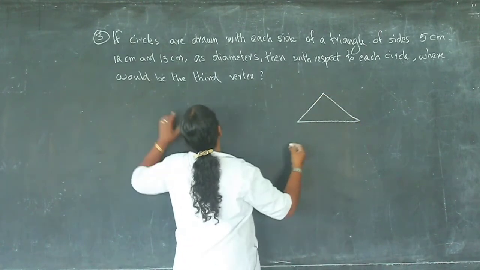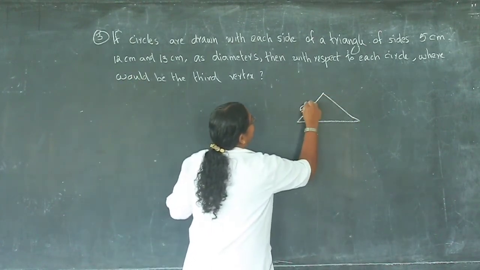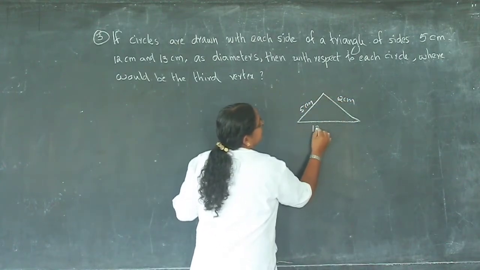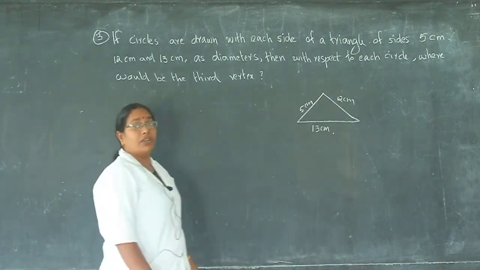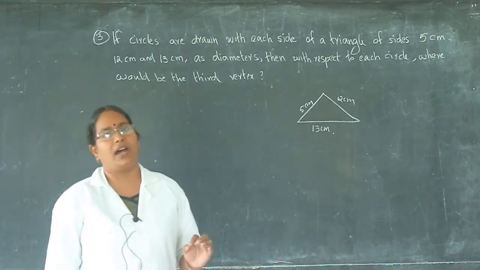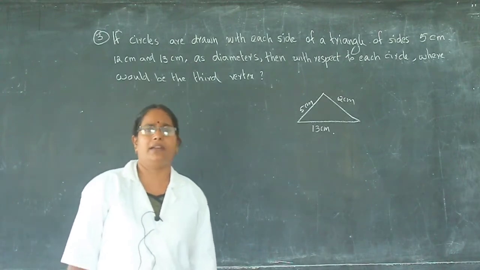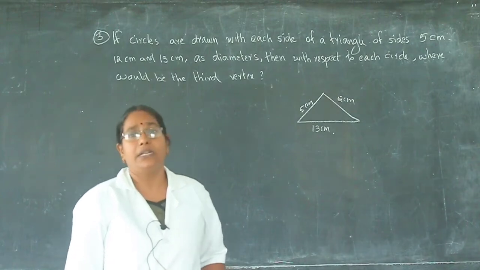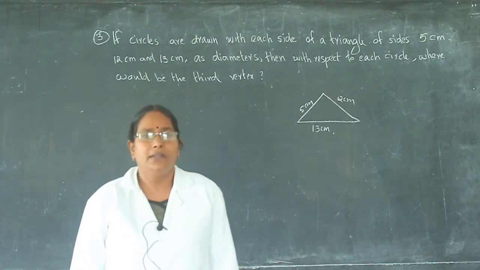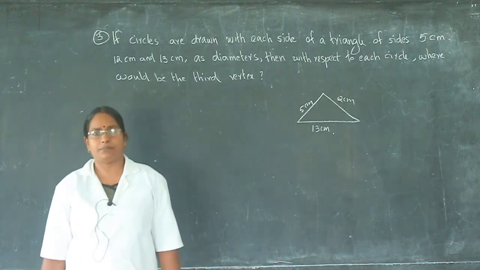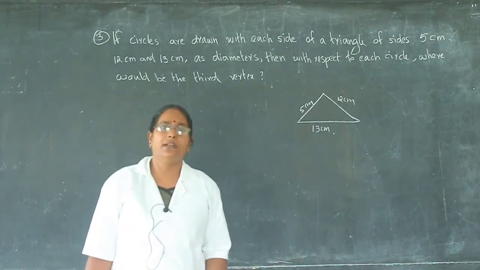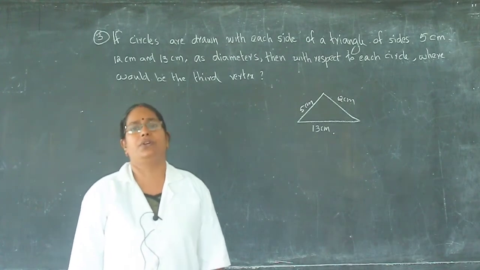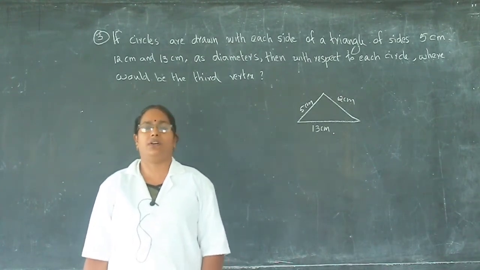with sides 5 centimeter, 12 centimeter and 13 centimeter. We want to find the angle of the triangle. Then how to find the angle of the triangle? All sides are given, so you can find the angle using the Pythagoras theorem. Three sides are given. By Pythagoras theorem, hypotenuse square is equal to base square plus height square.